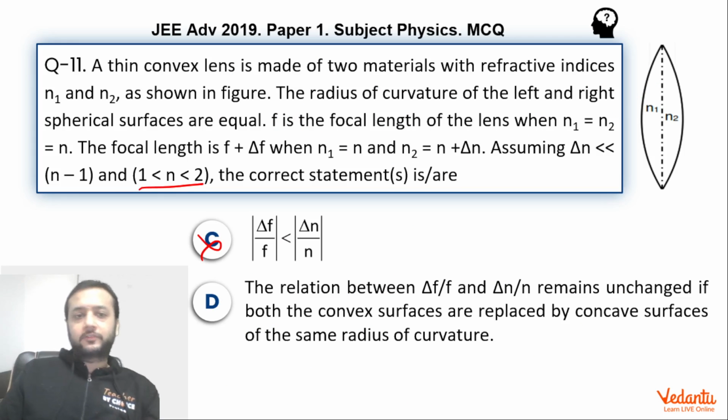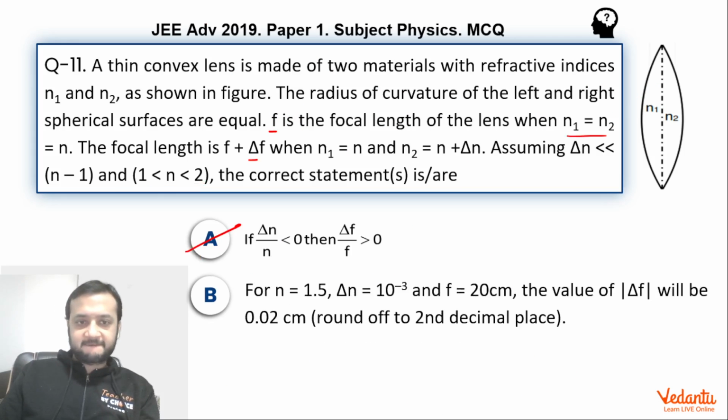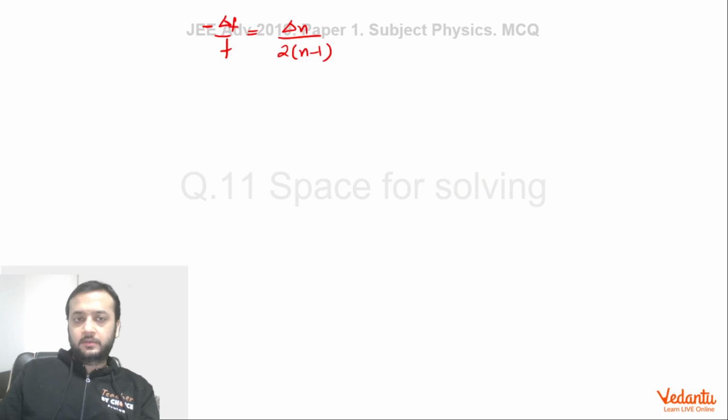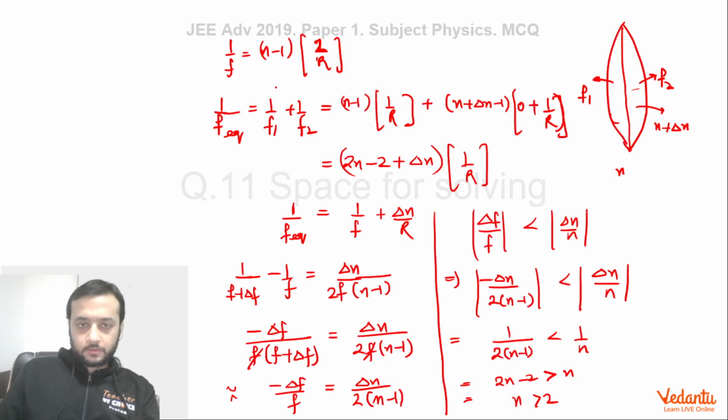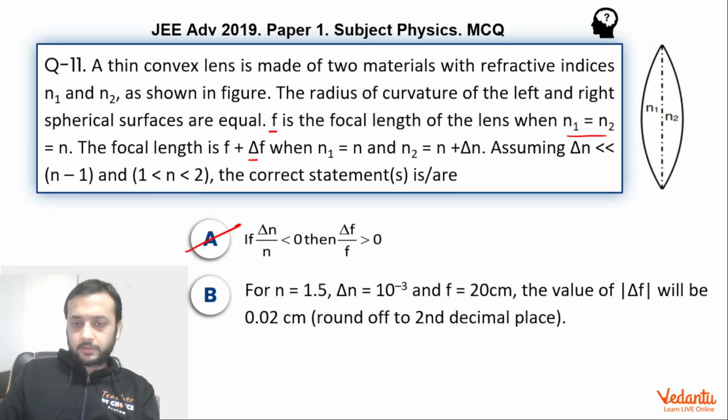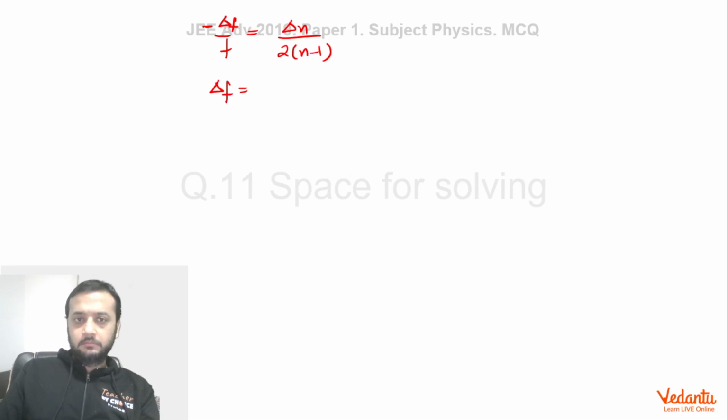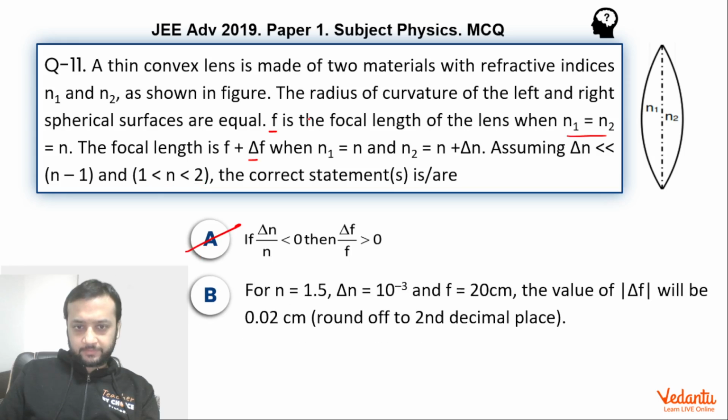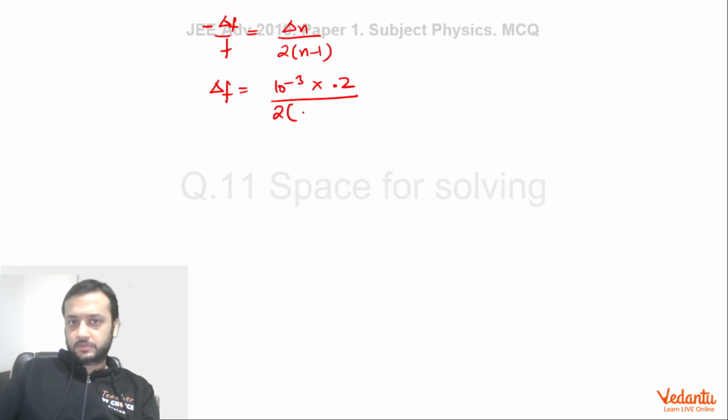So if you put the value of n equals 1.5, f equals 0.2, delta n equals 10 to the power minus 3. Okay, so what do we get? Delta f is equal to, delta n was how much? Delta n was 10 to the power minus 3, into f was 0.2, that means 20, I am putting in meters, and n was 1.5, I guess. Yes, so this will become 0.5, right?